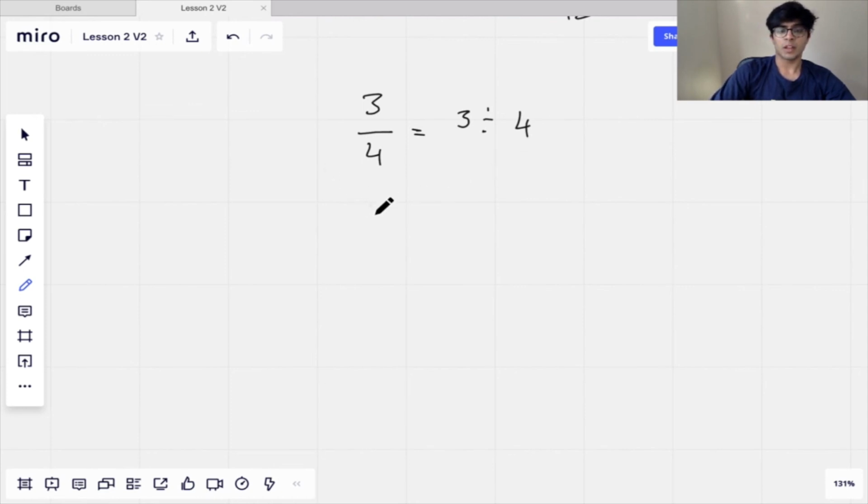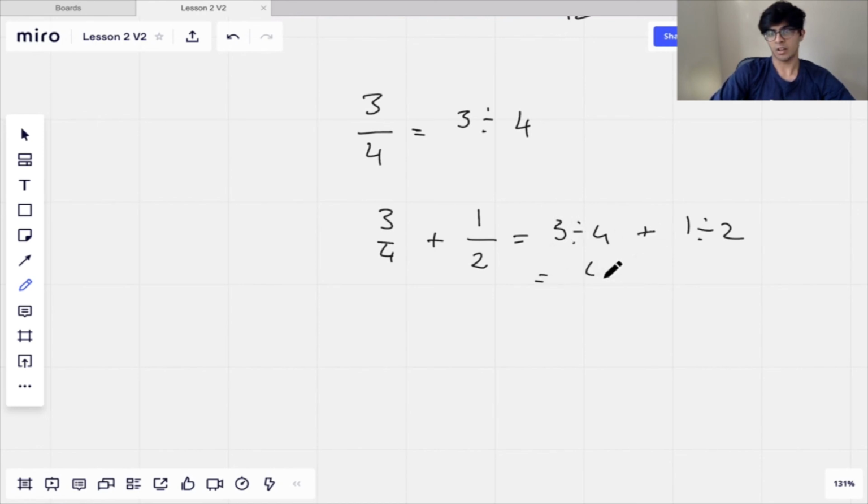So if we're being asked to add 3 over 4 plus, say, a half, we're being asked to do 3 divided by 4 plus 1 divided by 2. Now you can see why you can't just add the tops and bottoms, which of course isn't the same thing as saying 4 divided by 6, right? You can see how that's wrong. That's ignoring our order of operations, which we'll get into a bit more in the next video.